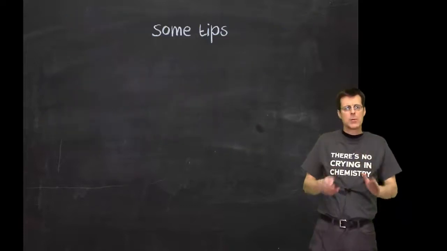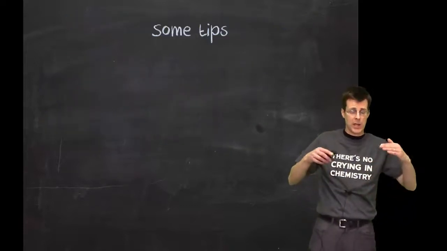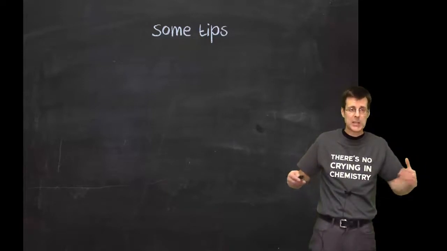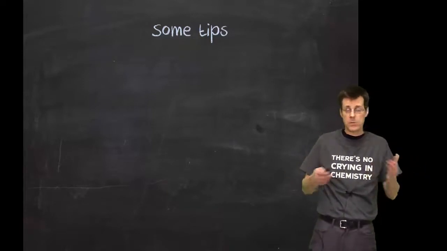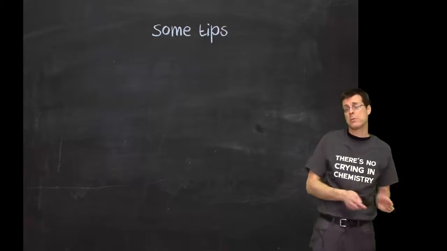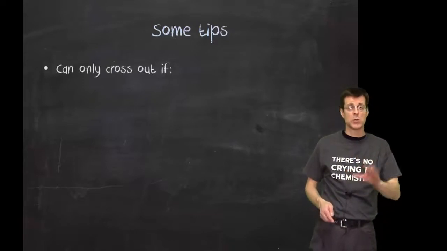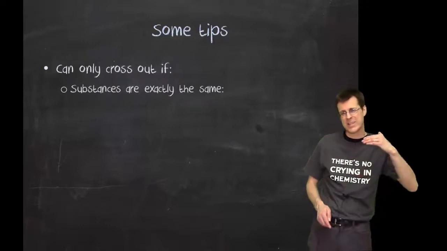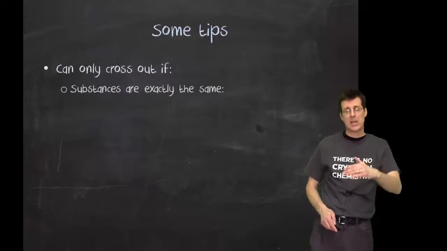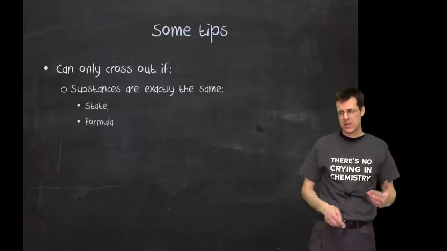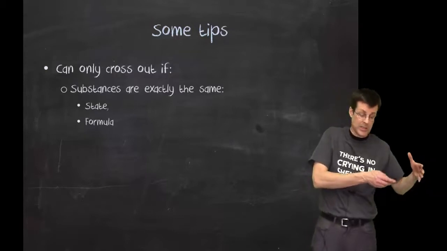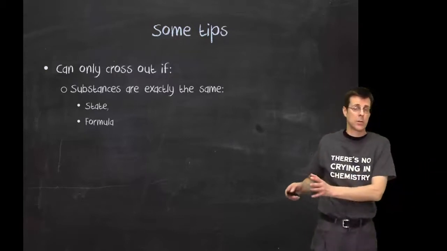Okay, there's a couple of things to help you with this, because Hess's law can get kind of messy, and all you really have to do is make sure you're being very, very systematic. Number one thing is for crossing them out. You can only cross them out if they are in exactly the same state and on opposite sides. So you cannot take an aqueous and cancel it with a solid.